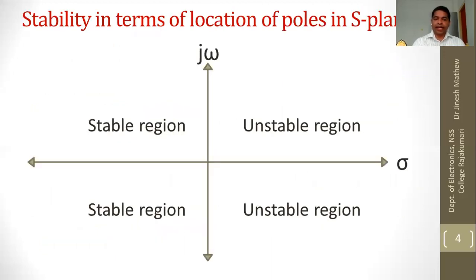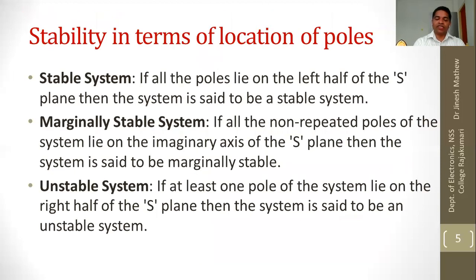This is the complex plane shown here, the imaginary axis or j omega axis, and the real axis or the sigma axis. If the location of a pole is in the left half of the imaginary axis, then the electrical network is stable. If the location of poles is in the right half of the imaginary axis, then the system is unstable. So the definition of stability is, if all the poles lie on the left half of the S-plane, then the system is said to be a stable system.